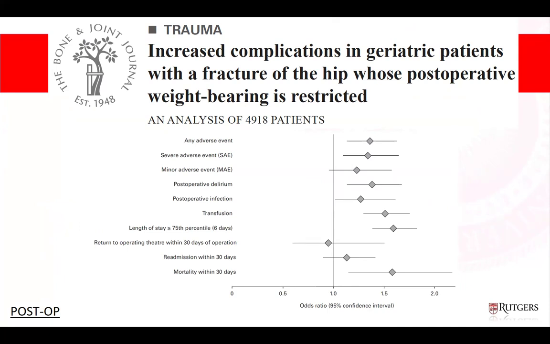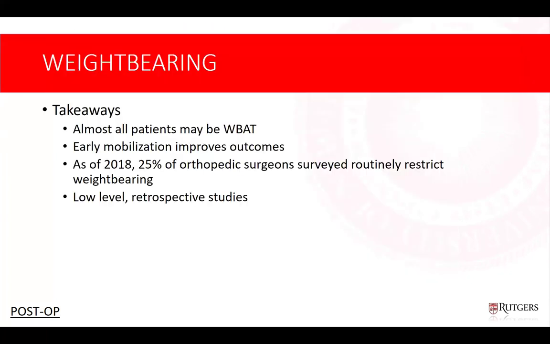They looked at the effects of restricted weight bearing on adverse events. After controlling for patient and procedural factors, the odds of any adverse event, delirium, infection, transfusion, length of stay greater than 6 days, and 30-day mortality were all higher in patients with weight-bearing restrictions. There was no difference in thromboembolic events, return to OR, or readmission. So the takeaway is that almost all these patients should be weight bearing as tolerated.